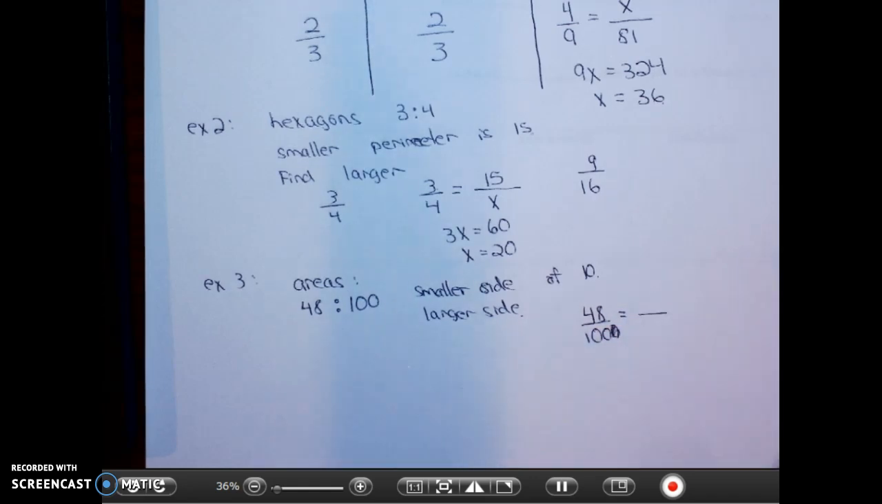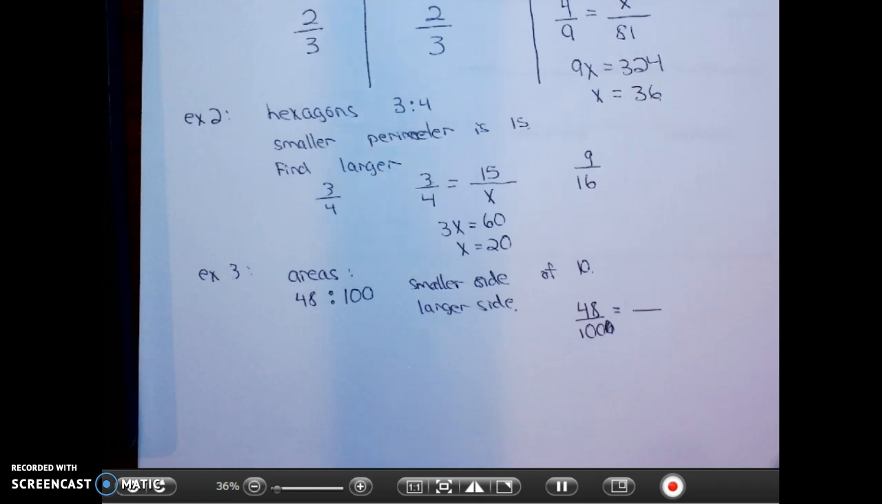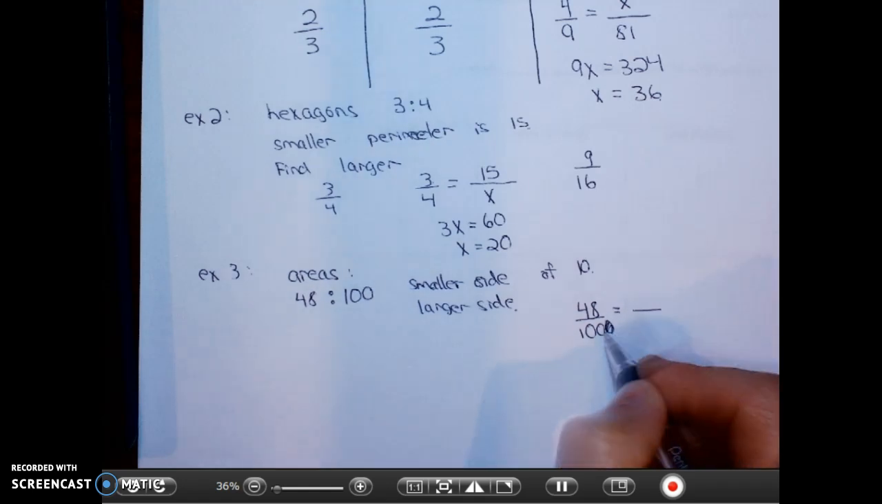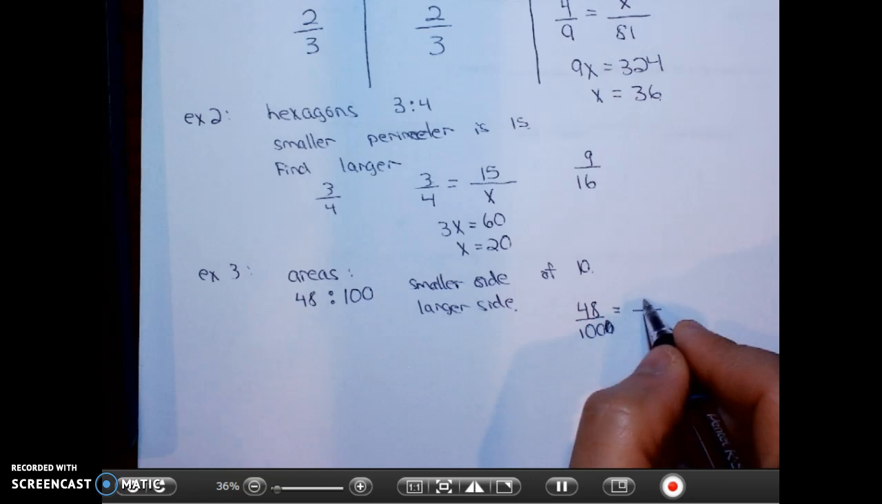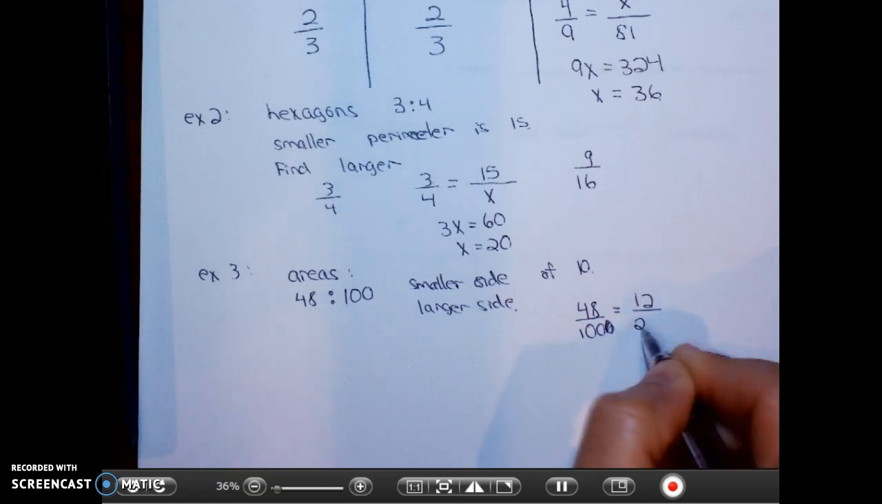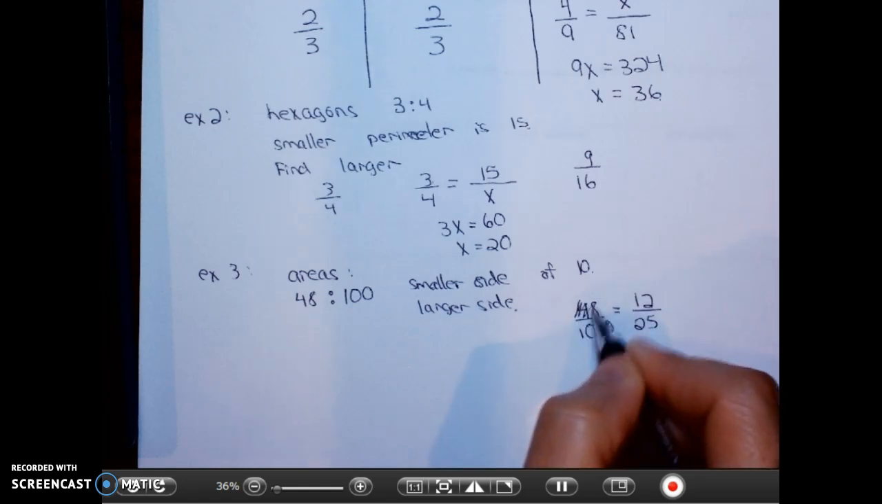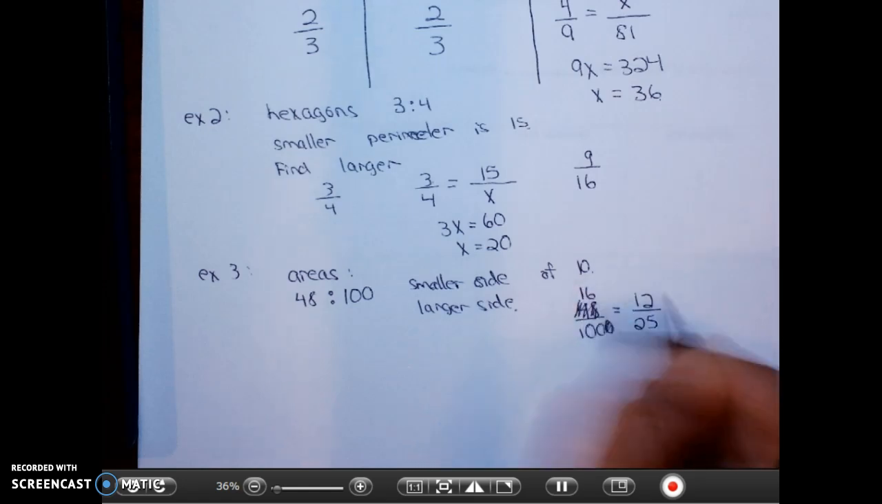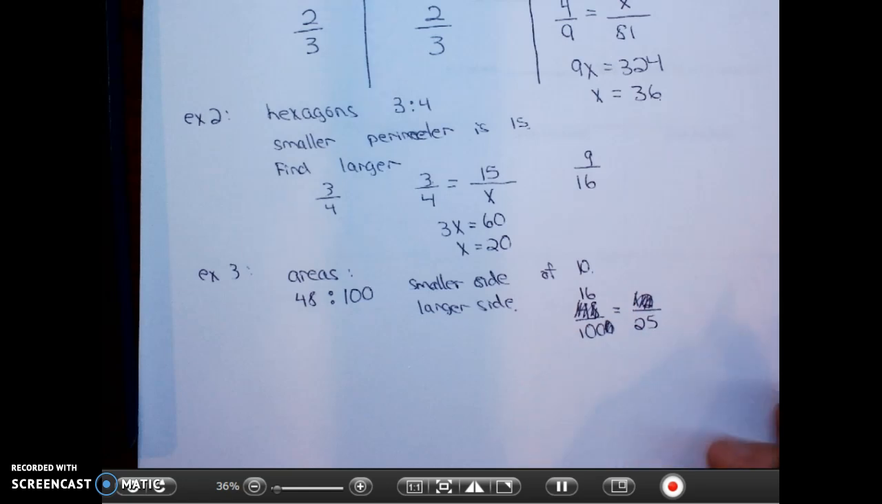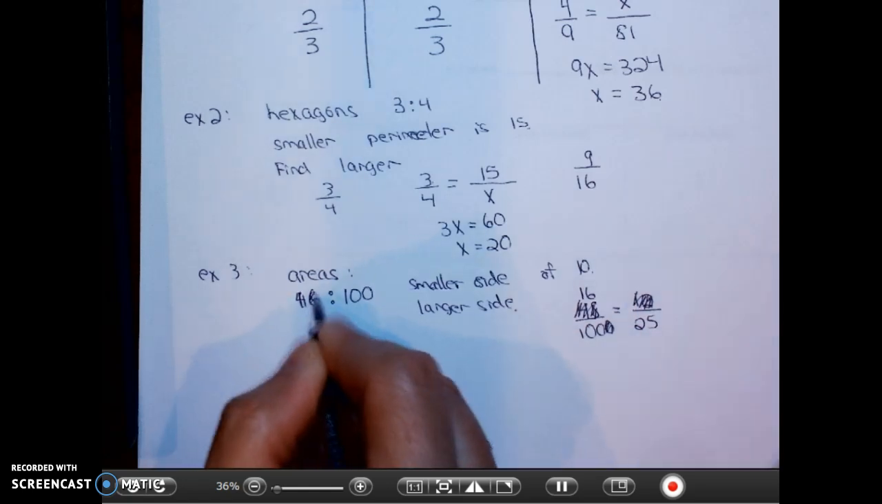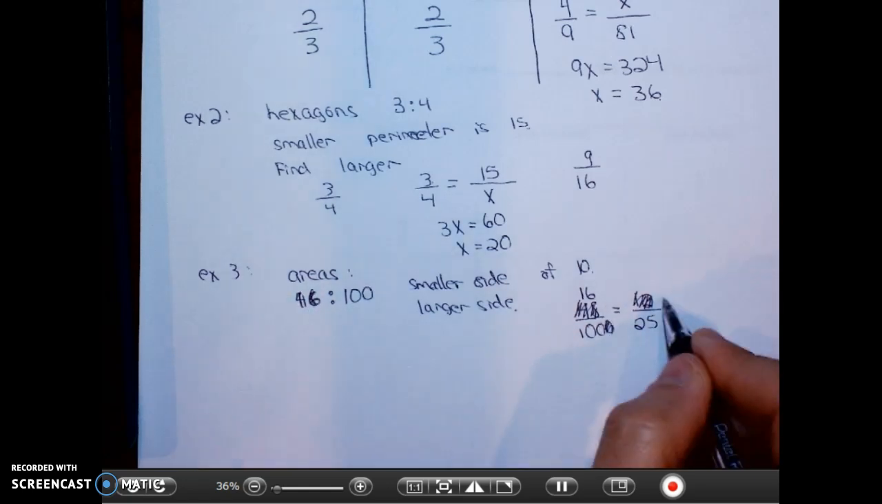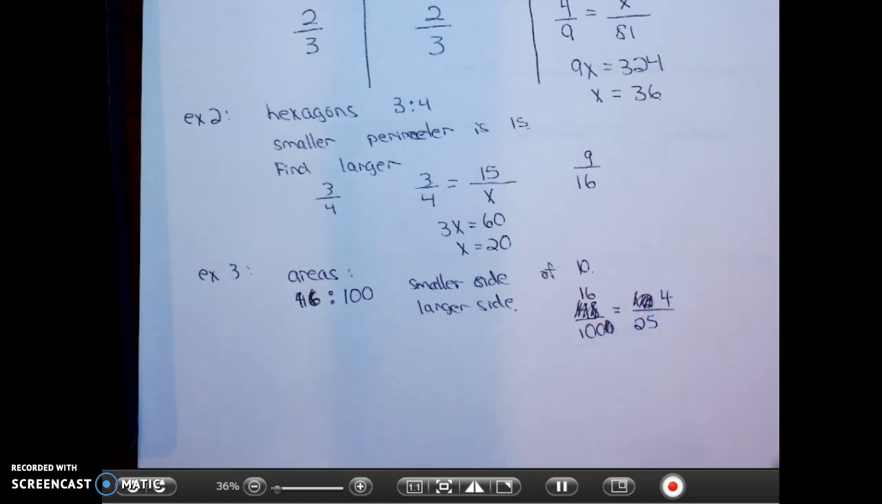First thing I'm going to do is go ahead and reduce 48 over 100. Each one of those are divisible by 4. And I didn't make this work out. That means I get a 12 over 25. Let's change this to make our life a little bit easier. Let's change this to a 16. 16 divided by 4 is 4.